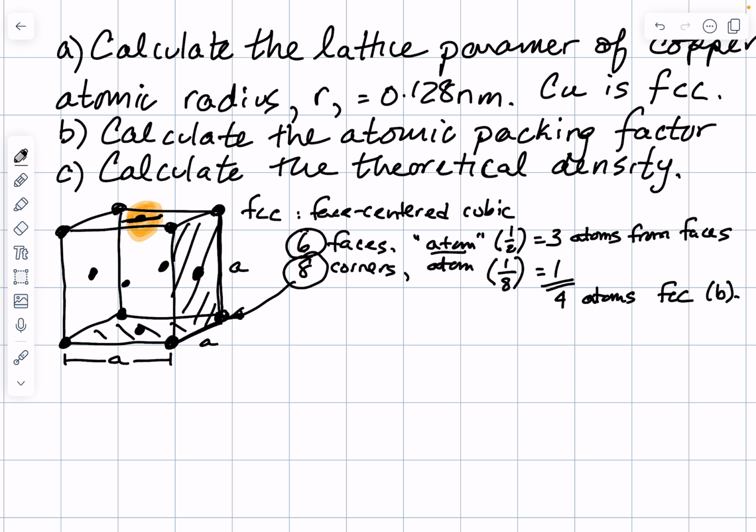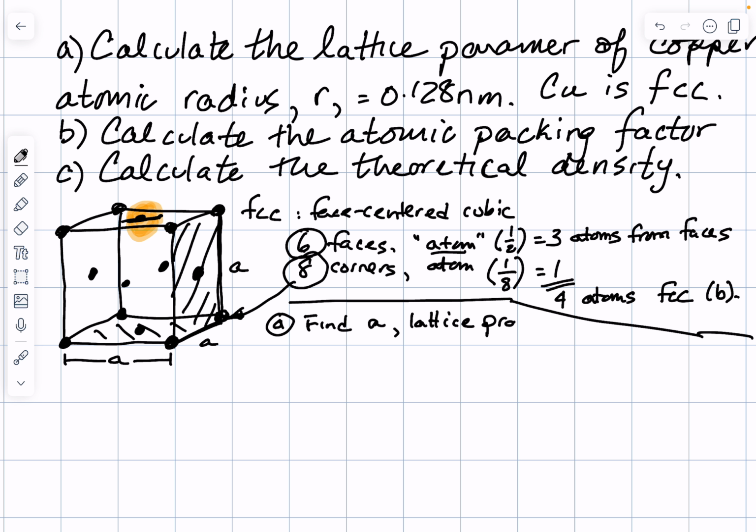And let's return to our first step here. We're going to now work on part A, which is to calculate the lattice parameter. In other words, find A. A is the lattice parameter. That's something worth remembering. It's the edge length of the unit cell. Find A in terms of R, right? Because we're given R, we're not given A. R is the radius of these atoms.